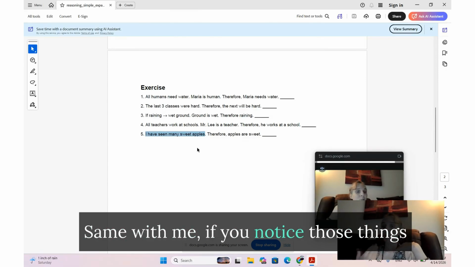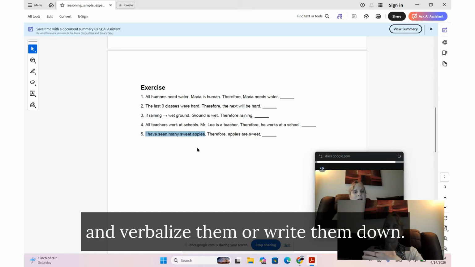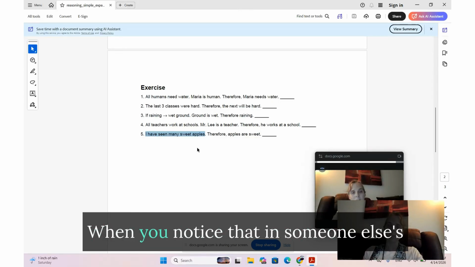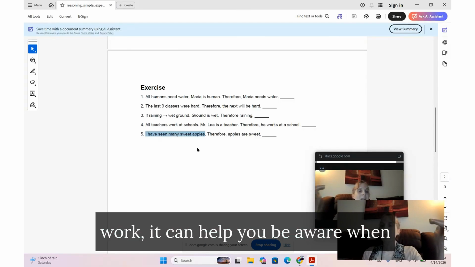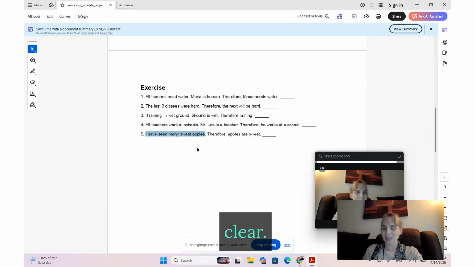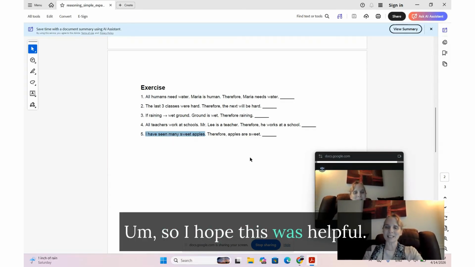Same with me. If you notice those things and verbalize them or write them down, it can help you in your work. When you notice that in someone else's work, it can help you be aware when you're writing and make things clear. So I hope this was helpful.